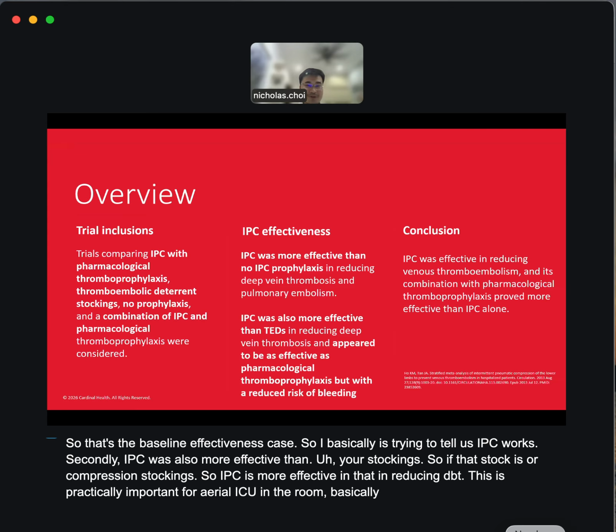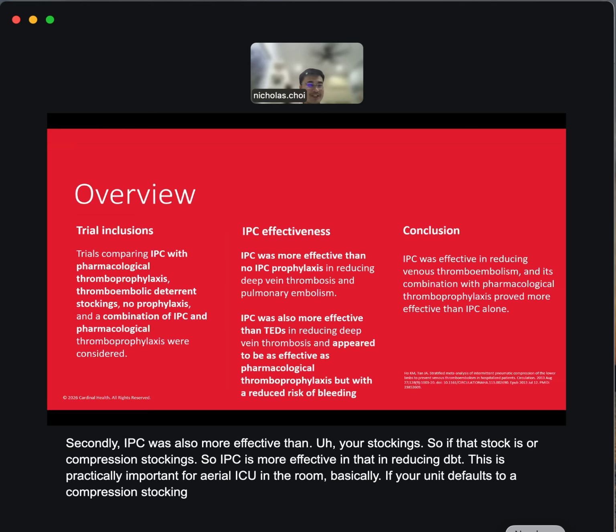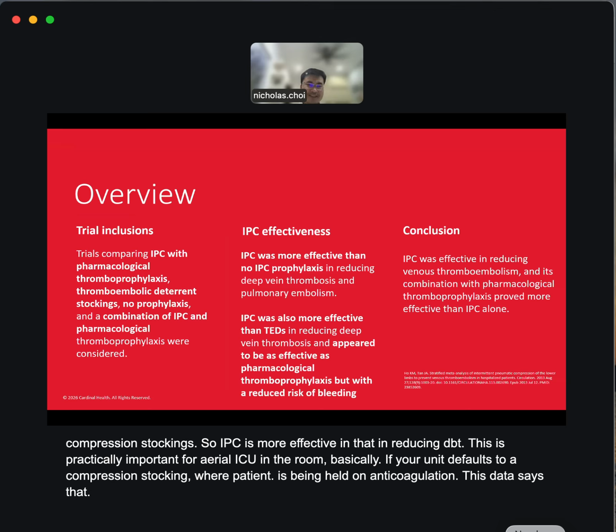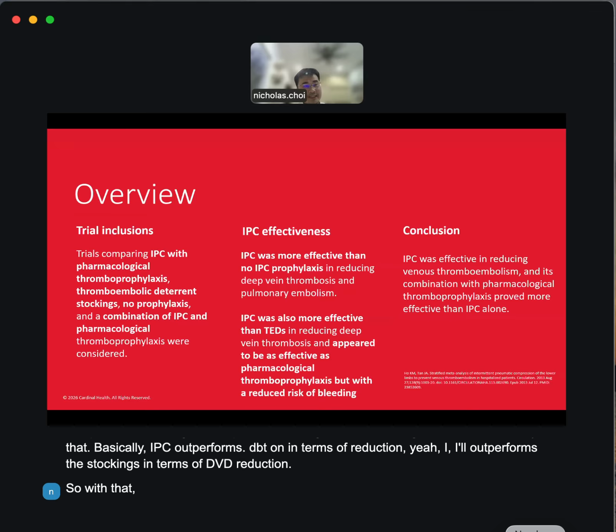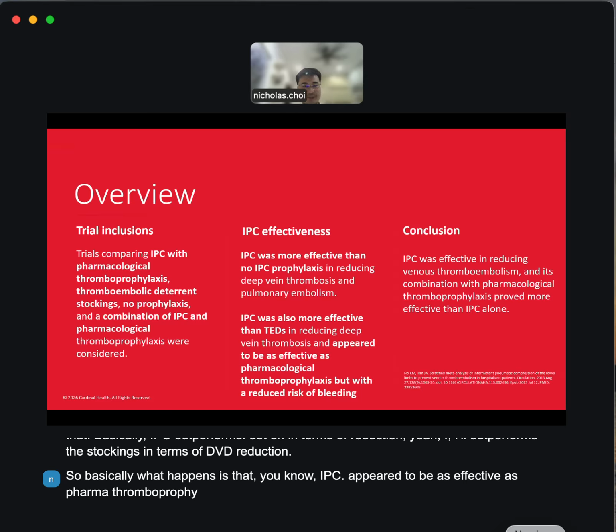If your unit defaults to a compression stocking where the patient is being held on anticoagulation, this data says that IPC outperforms the stockings in terms of DVT reduction. So third, IPC appeared to be as effective as pharmacological thromboprophylaxis in reducing PE, with a reduced risk of bleeding.